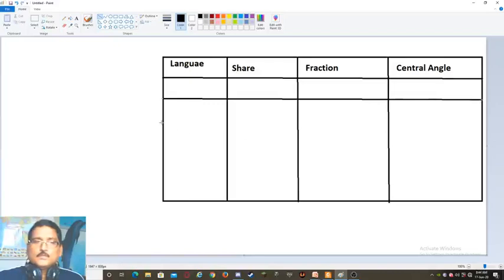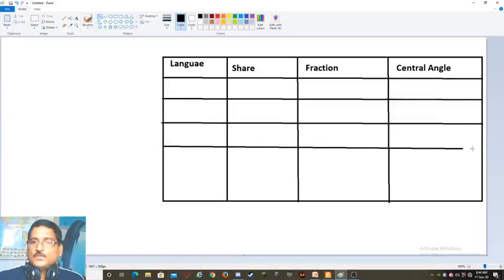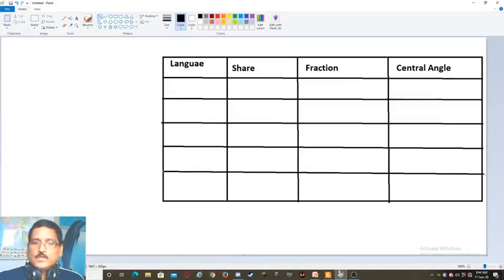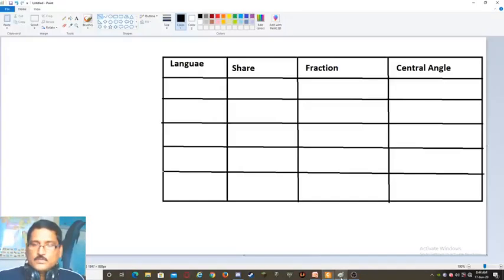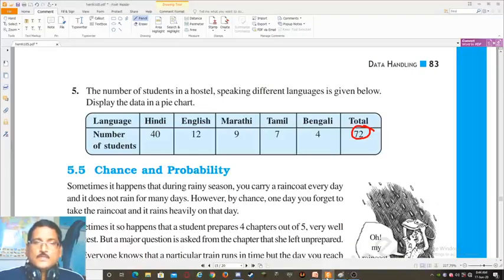One, two, three, four, five. How many subjects are there? 1, 2, 3, 4, 5. Okay, the total is already given, 72. So 5 subjects. Clear? The 5 subjects are Hindi, English, Marathi.